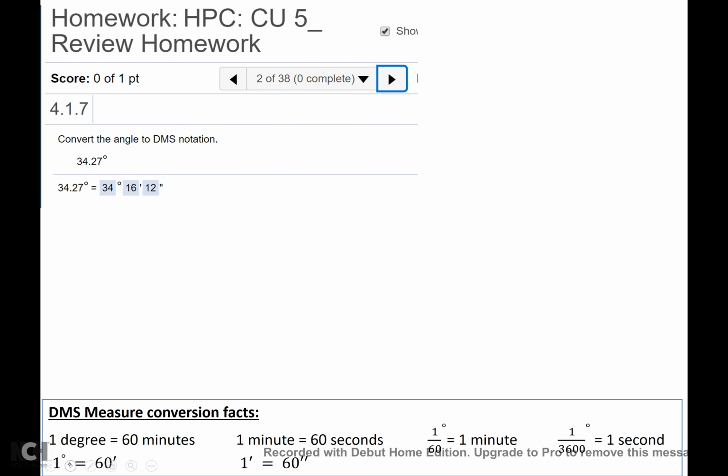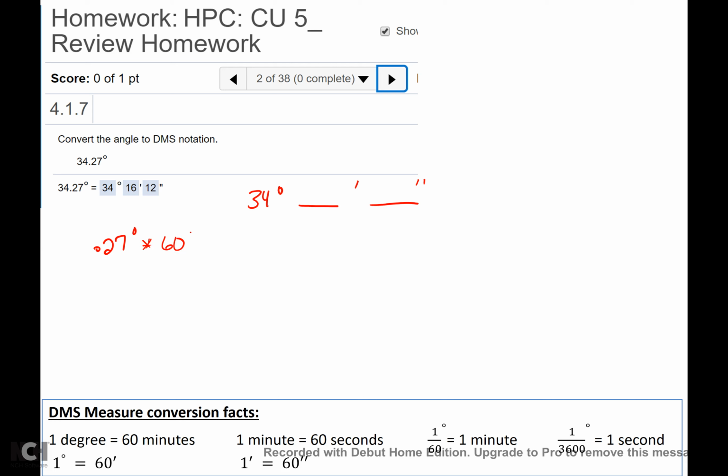All right, this one they want us to convert to degrees, minutes, and seconds. So we already have 34 whole degrees. I need to figure out how many minutes and how many seconds. So I have 0.27 degrees that I want to turn into minutes. To convert, I'm going to multiply by 60.